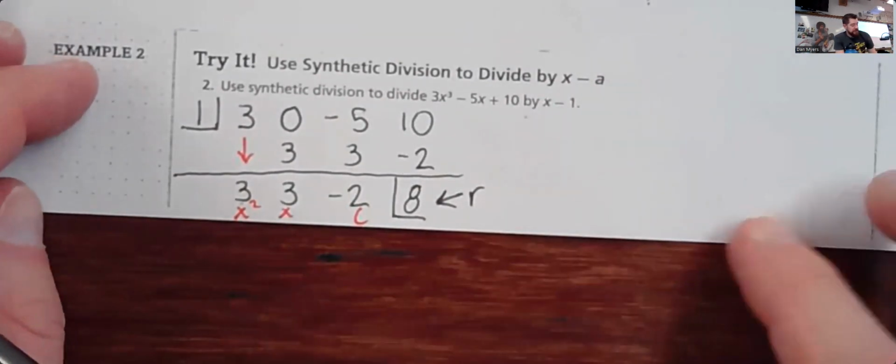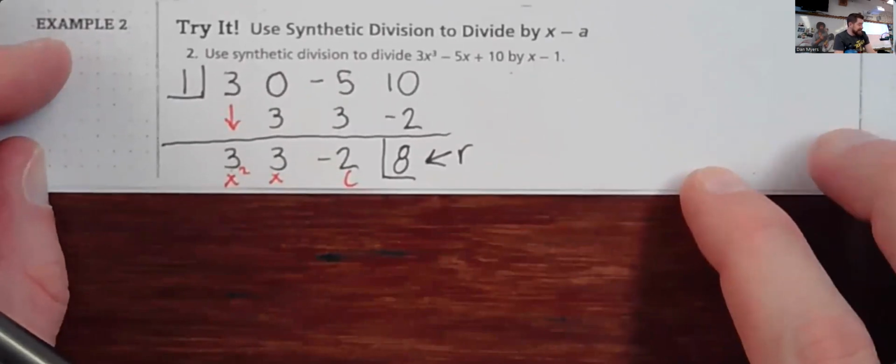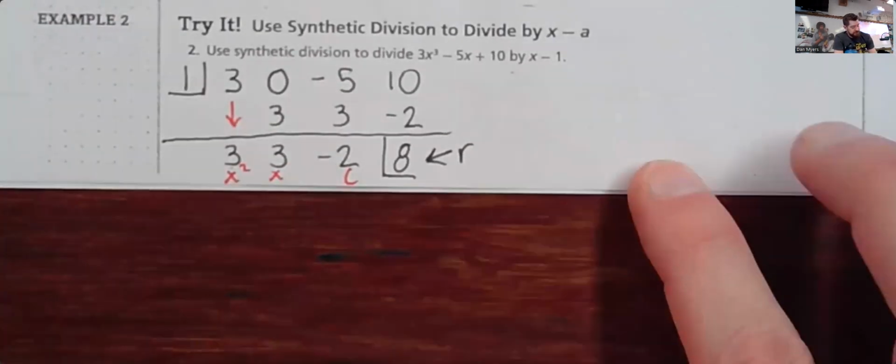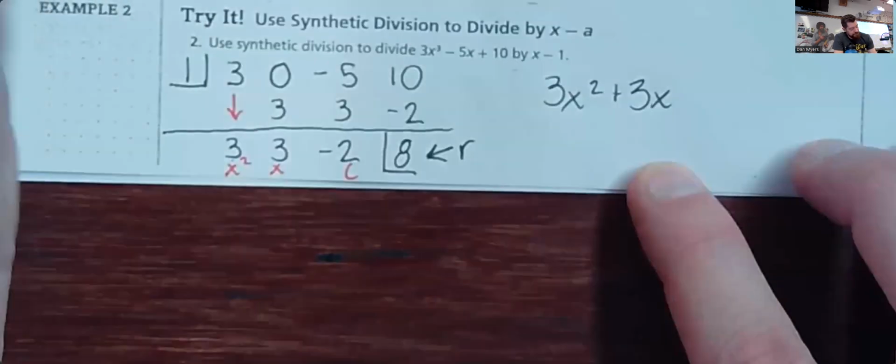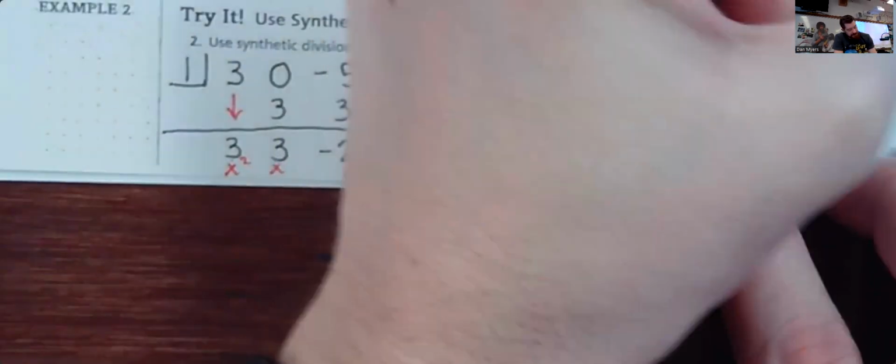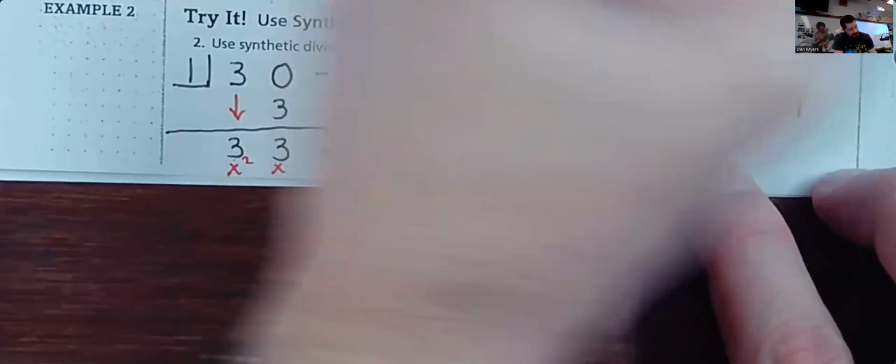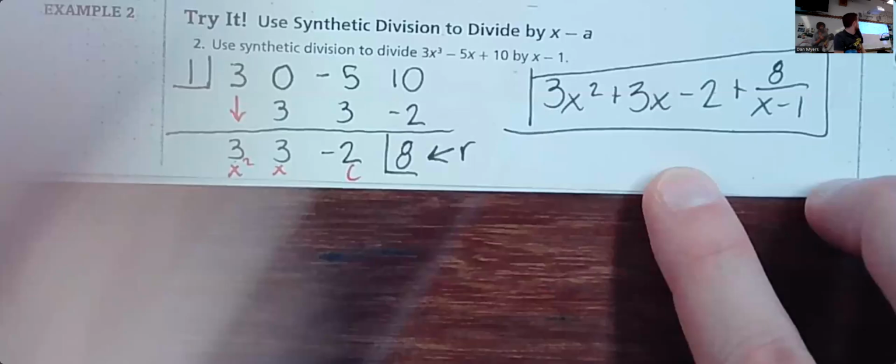So, who can tell me what the answer is written out? -2 plus 8 over x minus 1. You got it. Nice.